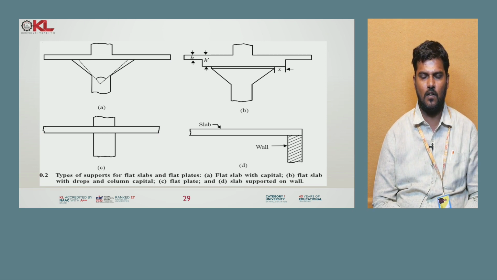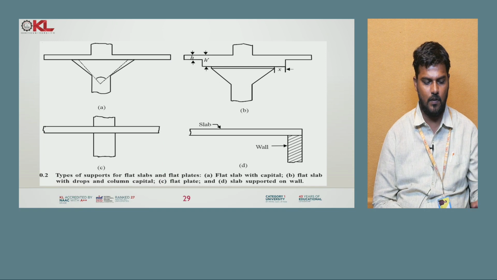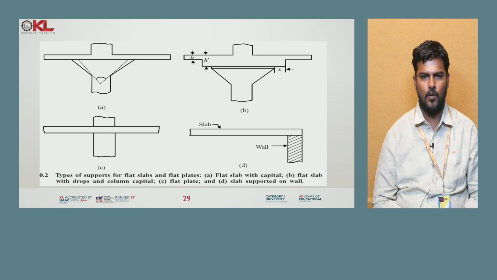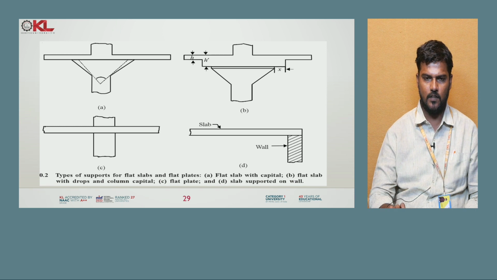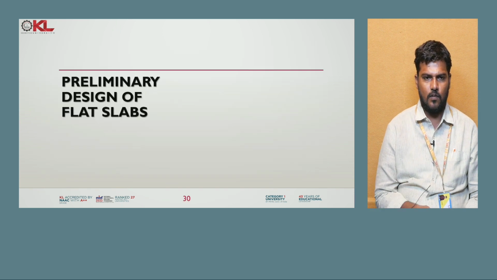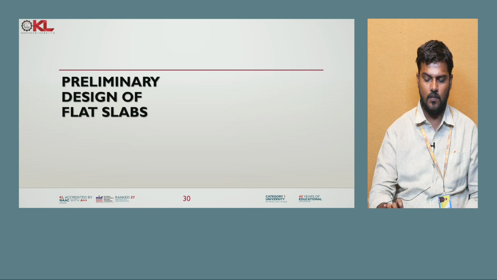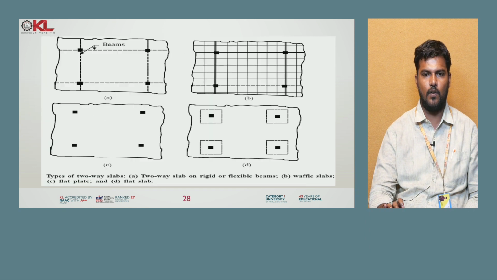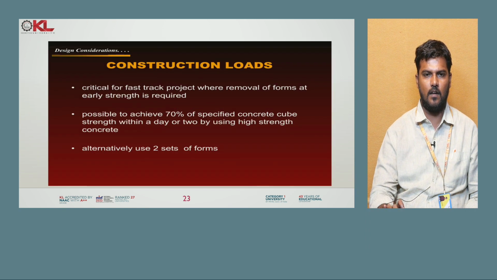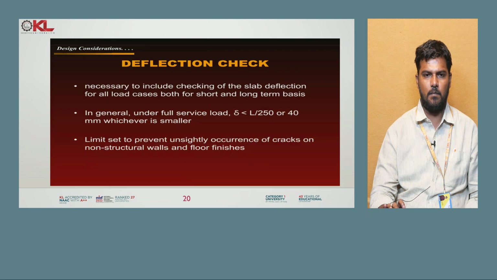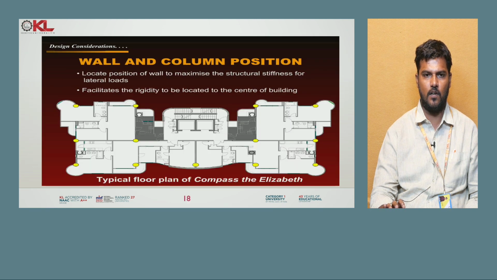And the next one is a slab connected to the wall on one side, which we will be calling a cantilever slab. So these are the different slabs that we generally design in the case of structures. So this is about the different design considerations. Quickly I will be recalling the different things that we have already seen.